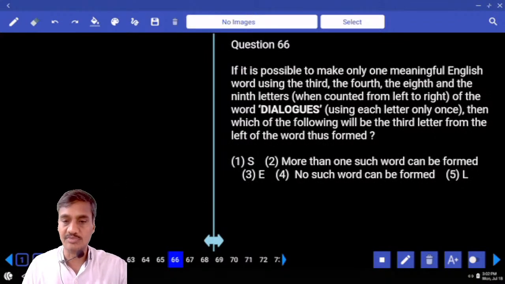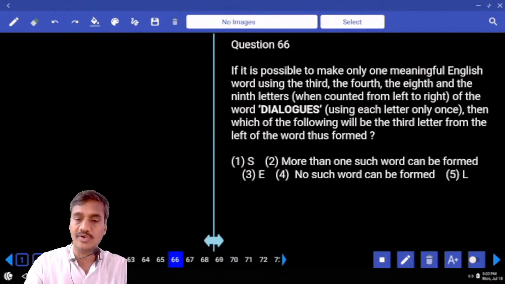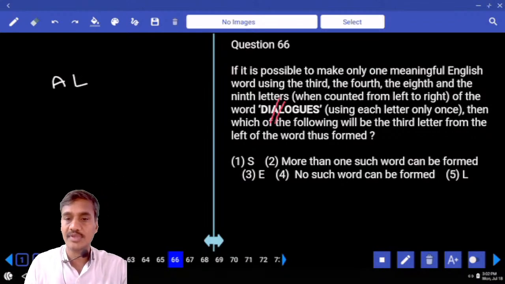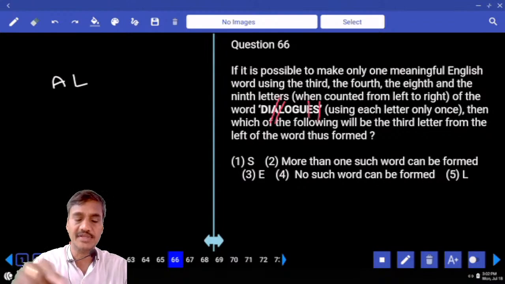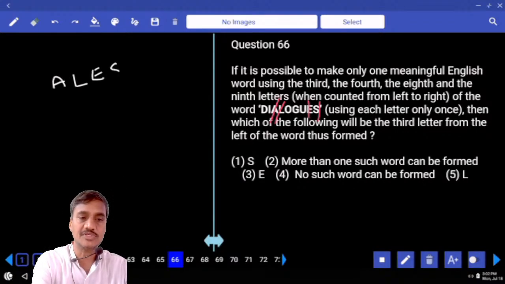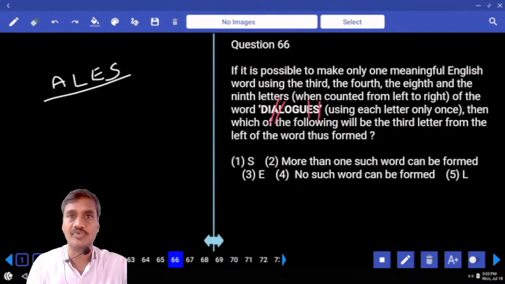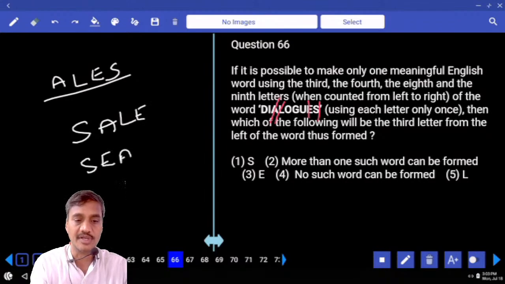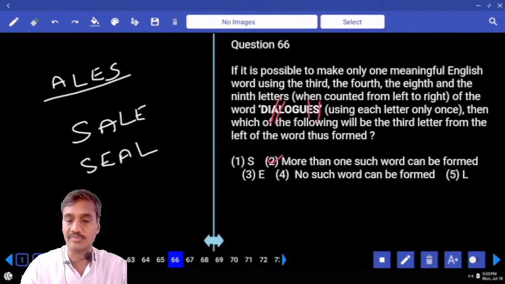Now, is it possible to make a meaningful word with 3, 4, 8? What is the third letter we have? A. And the fourth letter is L. 3, 4, 8 and 9: 8 is E and 9 is S. Now with the help of these 4 letters, tell me what words can be formed. SAL is one word that can be formed. Next one, SEAL. Hence more than one such word can be formed, that is choice 2 is the answer.